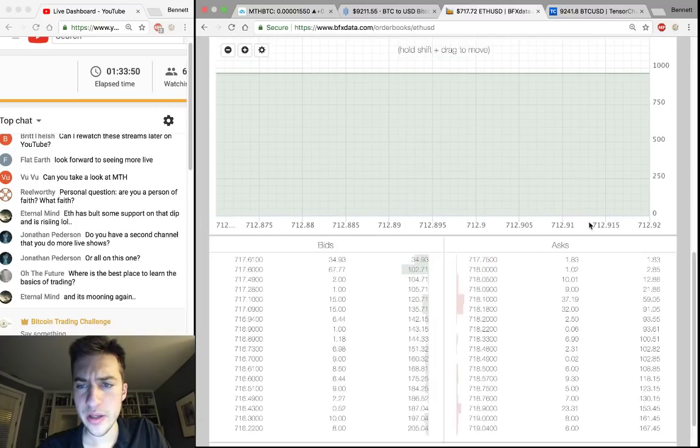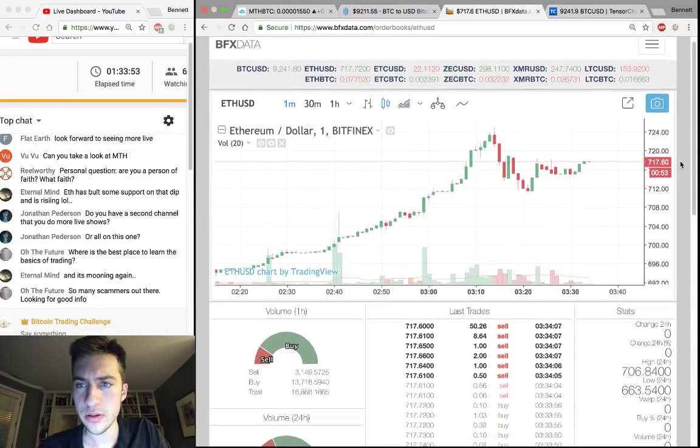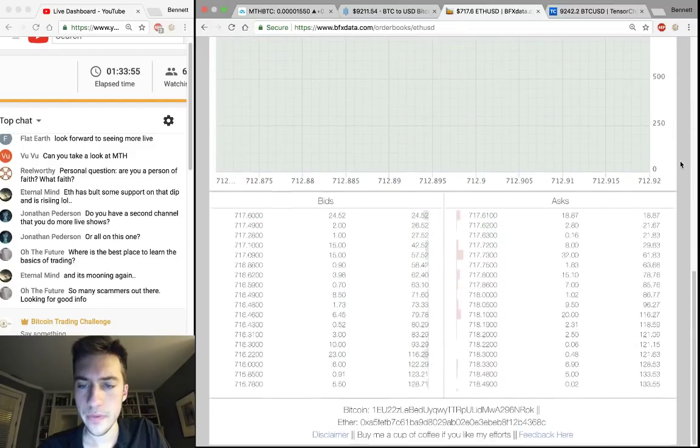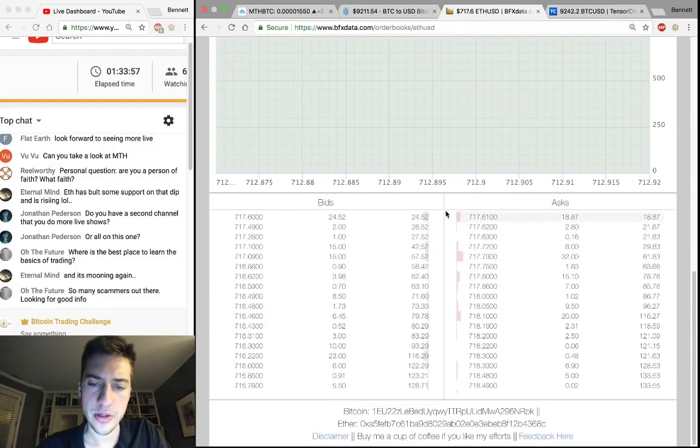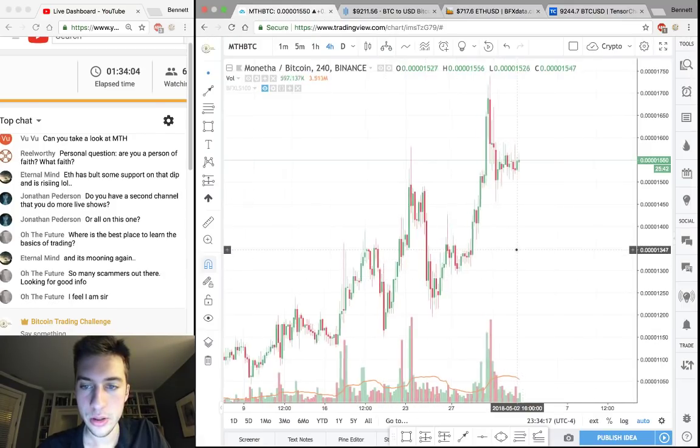Is Ethereum mooning again? Doesn't look like Ethereum is mooning right now. Looks like we still have a bit of offer pressure, so I think a demand run could ensue if this goes away. If the bids go away and then we market sell downward and we buy in.